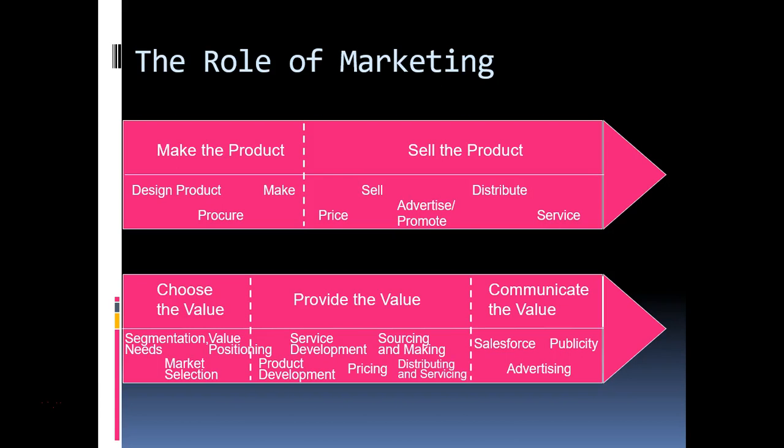So the bottom diagram shows marketing more as a philosophy. It's concerned with creating, sustaining and communicating that value to the customer, rather than just thinking, right, let's make a product, let's think about how we can sell it. It's about what that product should look like, how it will develop the best value for the customer, how we provide that value, and then how we tell the customer that we're able to do that.